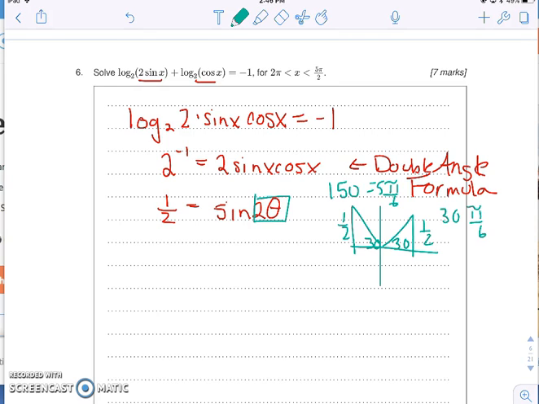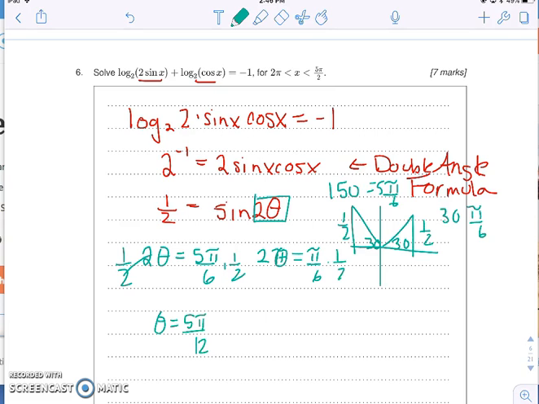But since it's 2 theta, that means our 2 theta has to equal 5 pi over 6, and our 2 theta has to equal pi over 6. So instead of dividing by 2, I'm just going to multiply by half. A little easier there. So this means theta equals 5 pi over 12, and times 1/2, theta equals pi over 12.